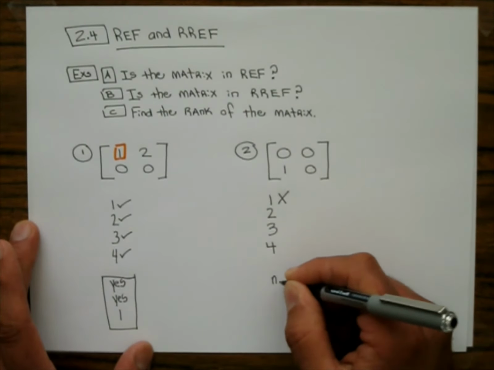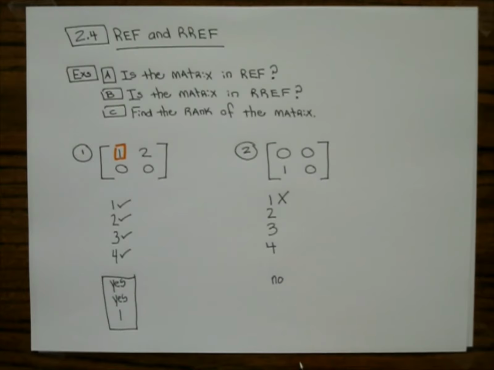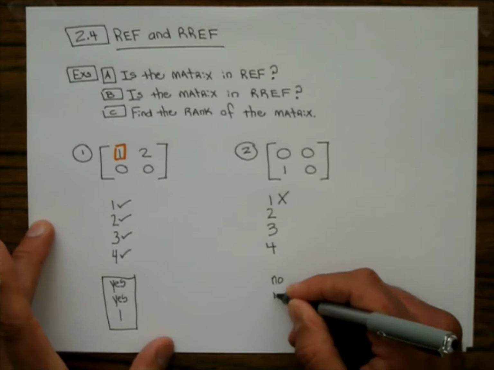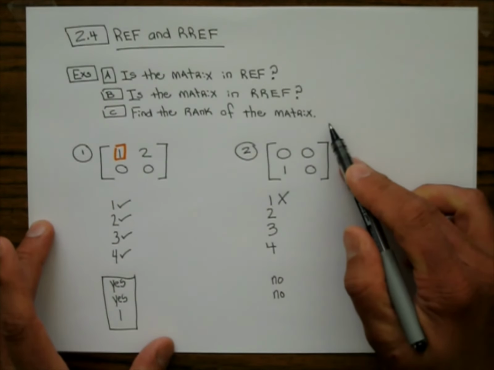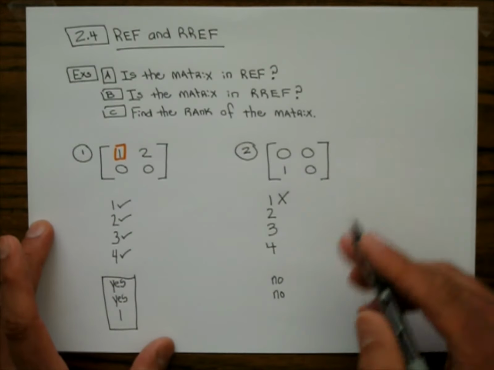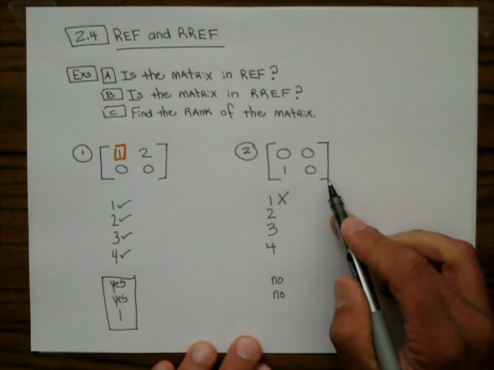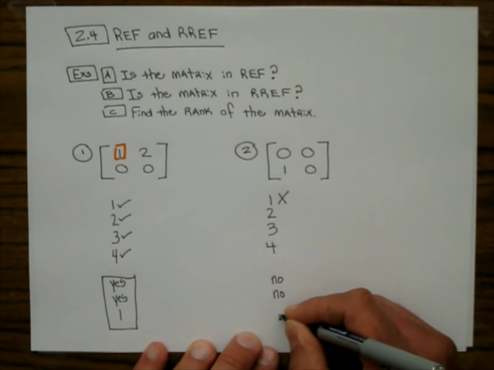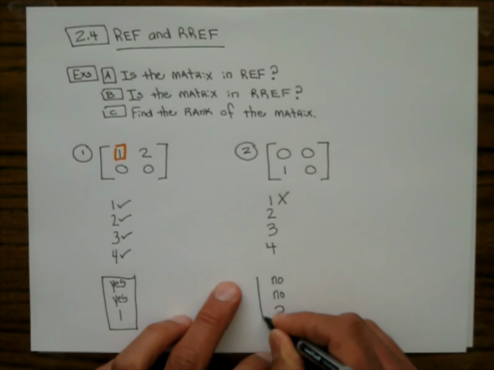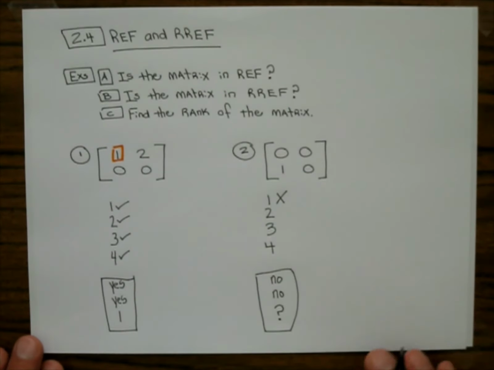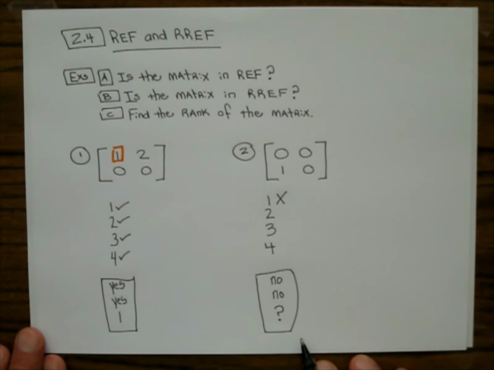So the answer is no, it's not REF. And then if it's not REF, it's definitely not going to be reduced row echelon form, so no for the second question. And the third question says find the rank of the matrix. Well, the definition that we got says the number of non-zero rows in an REF matrix is called the rank. This is not an REF matrix, so in terms of the rank, we don't know how to do that yet. So we're going to put a question mark, and we'll come back to how to find the rank of a matrix that is not in REF.